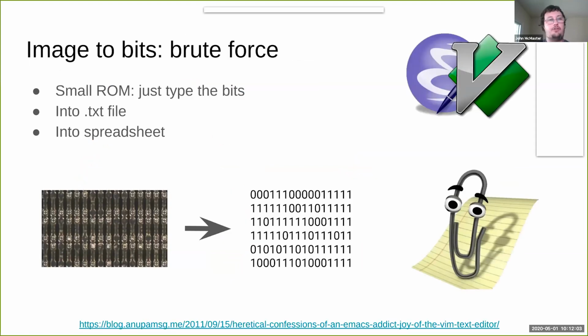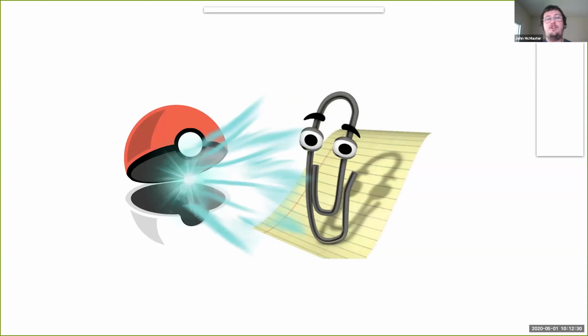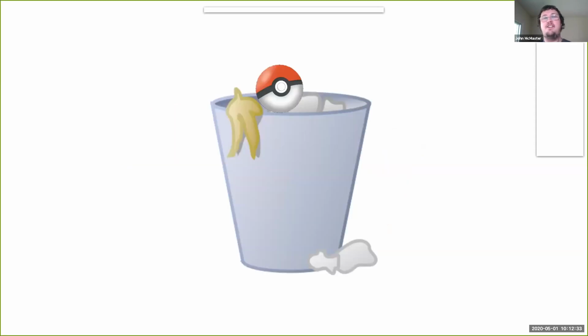And I should mention, first of all, that if it's a really small ROM, you might not even bother with these sort of tools. If it's just a couple hundred bits, maybe just type it by hand. The most common way I see people doing that is just into a text file using your favorite editor, or sometimes into a spreadsheet. But especially as you get into larger ROMs, you have to ask yourself, do you really want to spend time in a spreadsheet listening to Clippy? No, you don't. You want to grab Clippy up and get rid of him and really just use some of the better tools out there.